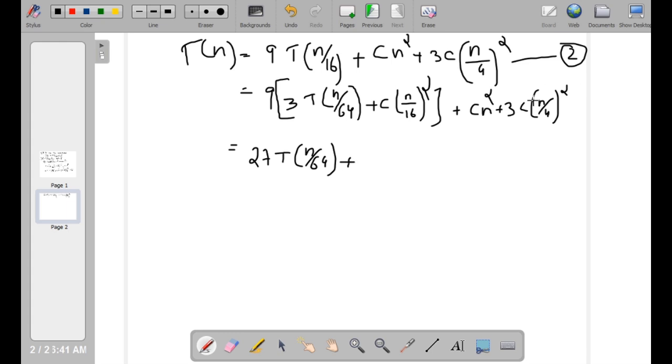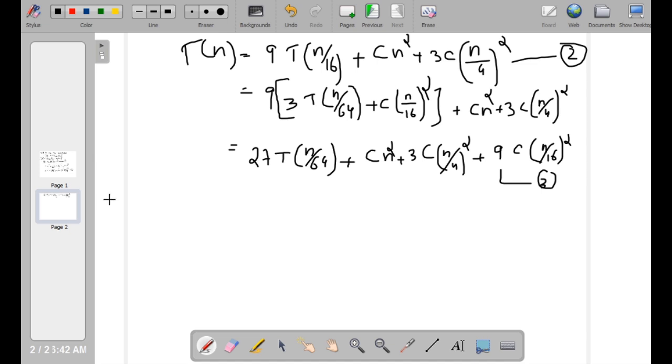plus, let us write these terms first. So it will be cn² plus 3c(n/4) whole square plus 9c(n/16) whole square. This will be our third equation. Let us generalize this.